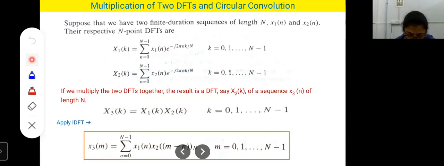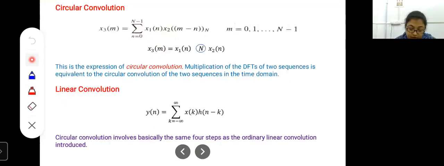After applying this IDFT, you can see this is the formula. That formula we can compare with circular convolution. This is the actual formula after applying the IDFT. That means in the frequency domain there are two DFTs, and if I multiply them, then in the time domain we get circular convolution. Because of this advantage, we always prefer the frequency domain over the time domain.